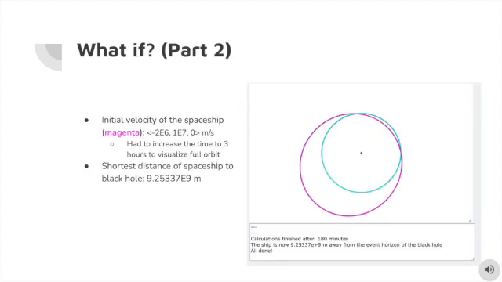If we wanted to make the spaceship orbit the black hole, the initial velocity through trial and error would have to be negative 2 times 10 to the 6 in the x direction, and 1 times 10 to the 7th in the y direction, meters per second. And I had to increase the time in GlowScript to 3 hours to visualize the full orbit. The magnitude of the y had to surpass the x in order for this orbit to occur.